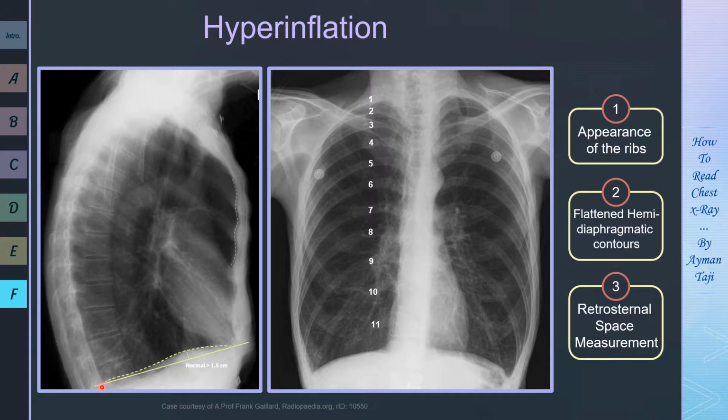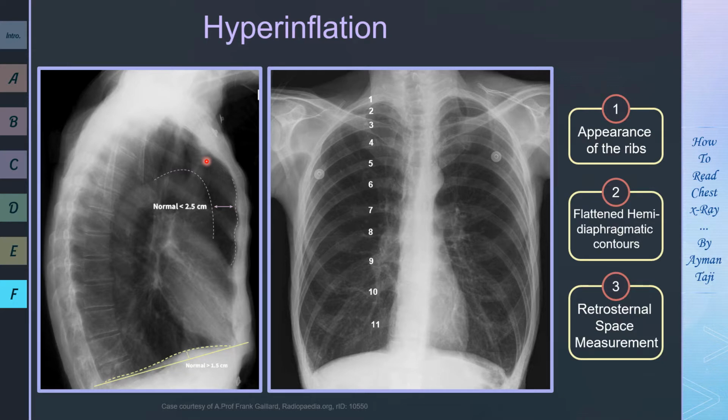Now, another way is by measuring the retrosternal space, by drawing a horizontal line from a point located 3 cm below the junction between the manubrium and the sternal body, on the posterior face of the sternum, and then measuring the distance between this line and the ascending aorta. In cases of increased retrosternal space, this distance is equal to or greater than 2.5 cm.